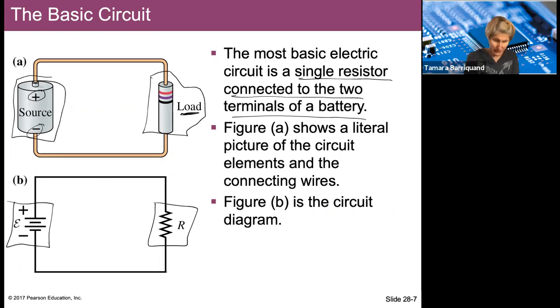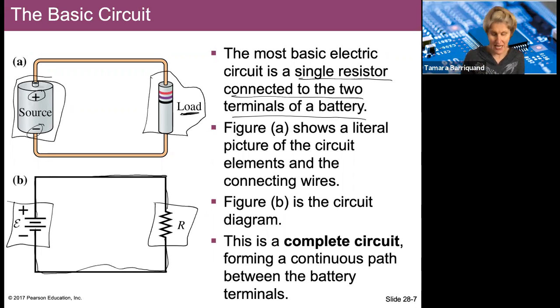One thing that we notice when we look at this circuit is that the wire starts at the positive end of the battery, and there are no breaks anywhere in our wire. It is always connected. And since it goes in a full circle and there are no breaks anywhere, what we say is that this is a complete circuit. So this is a complete circuit that forms a continuous path between the battery terminals.